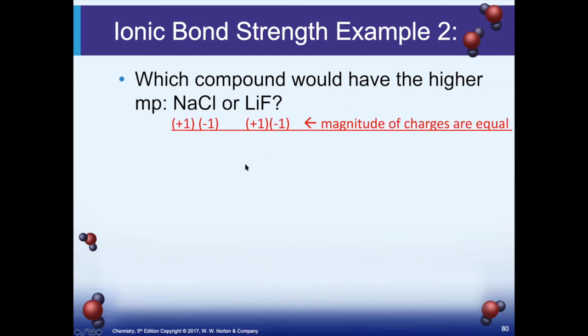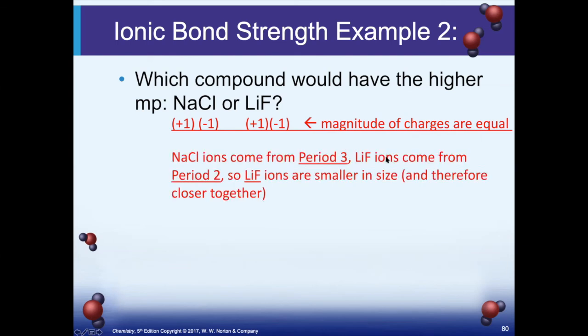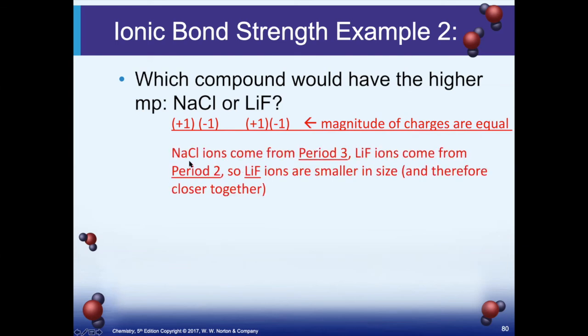So once again, the charges are all the same. The magnitude of charge is not going to be a factor because they are equal. +1, -1, +1, -1. So the magnitude of charges are equal. However, if you look at where these are in the periodic table, sodium and chloride come from period 3. Lithium and fluoride come from period 2. So the lithium fluoride ions are smaller and therefore closer together.